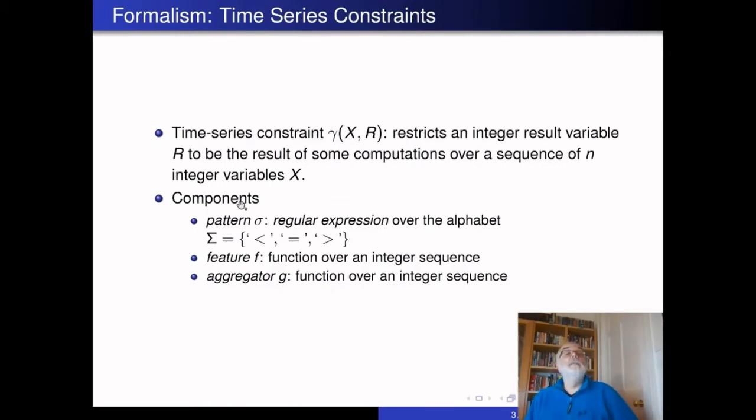We do this formally by defining time series constraints over a sequence of n integer variables, and they return an integer result variable r. The components of that constraint are three things. There's a pattern sigma, which is a regular expression over the signature alphabet smaller, equal, and greater. There's a feature f and an aggregator g. Both are functions over integer sequences.